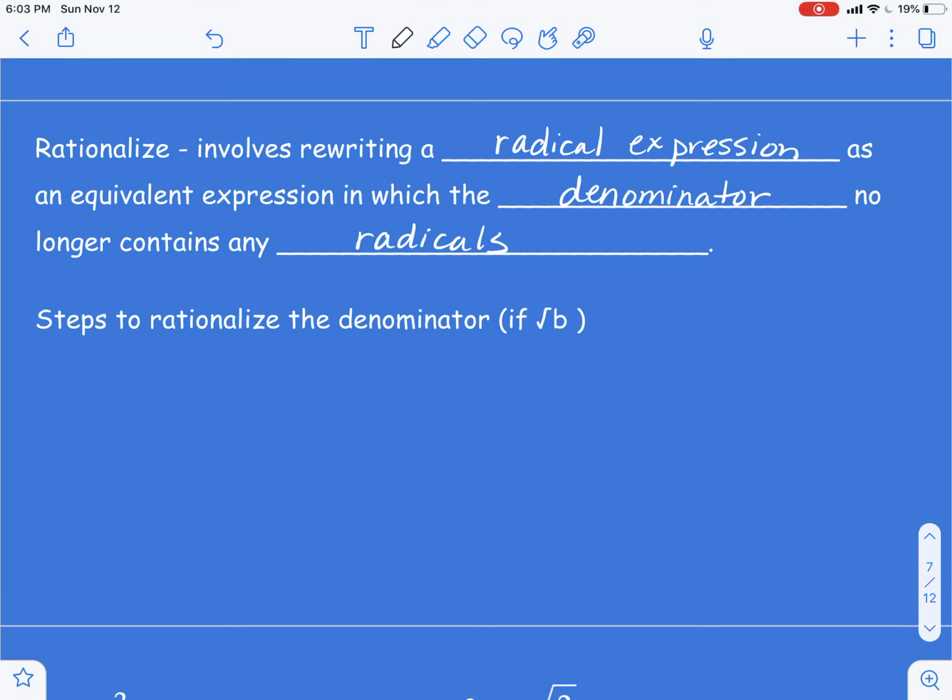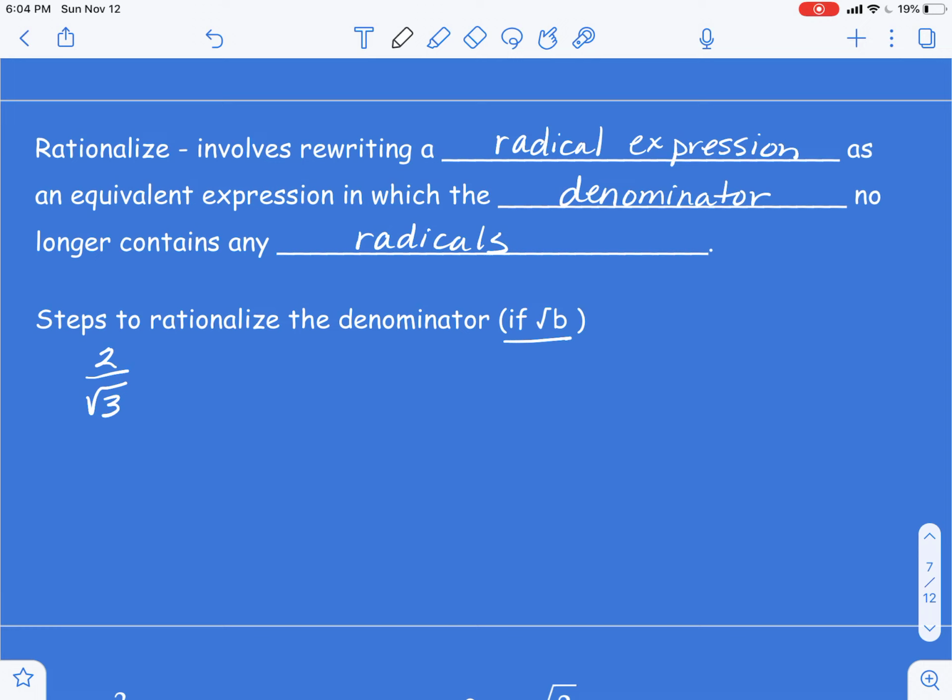Okay, so somewhere along the way, somebody decided that they did not like radicals in the denominator. And so we always do what we call rationalizing so that there's no longer radicals. So an example, and this one I'm going to call if the denominator has a square root of b in there. So what I mean by that is if I have something like 2 over the square root of 3. Okay, that's just a square root of b or a single radical in the denominator.